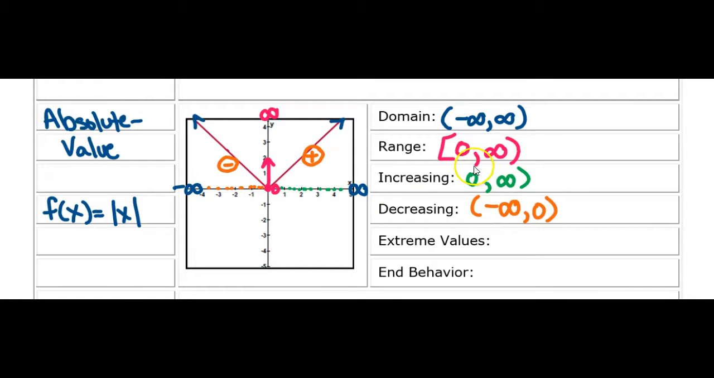Extreme values, do we have a maximum or minimum y value on the graph? Yes, we do. The lowest point on this graph is 0. So we have a minimum at 0, which is y equals 0. And our end behavior, both ends are going up to positive infinity. So our end behavior would be up on the left and up on the right.